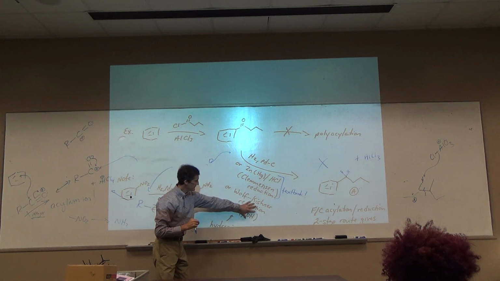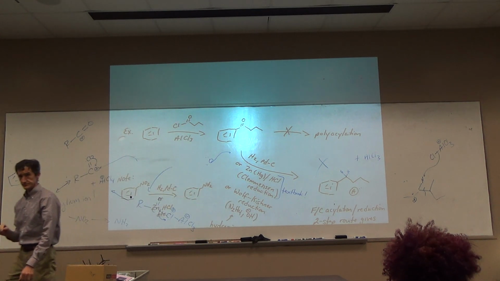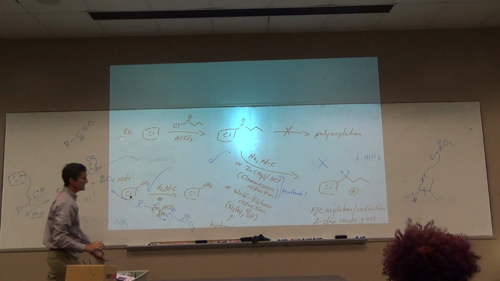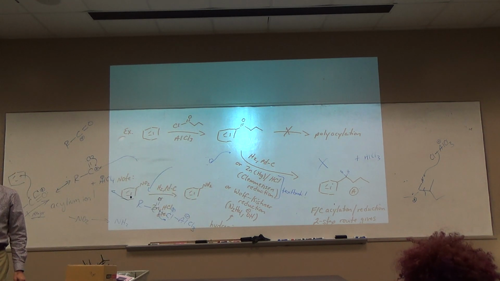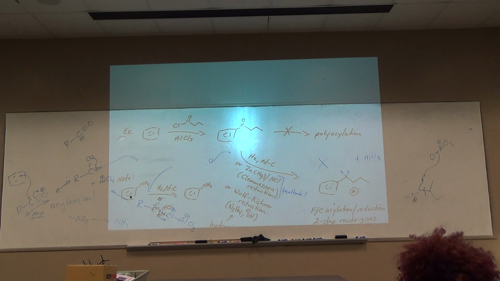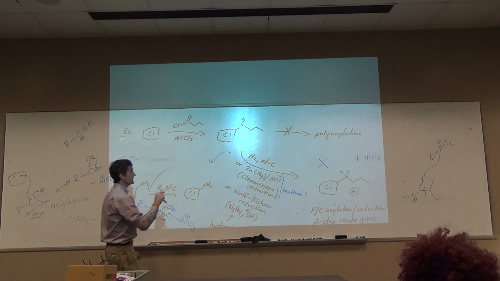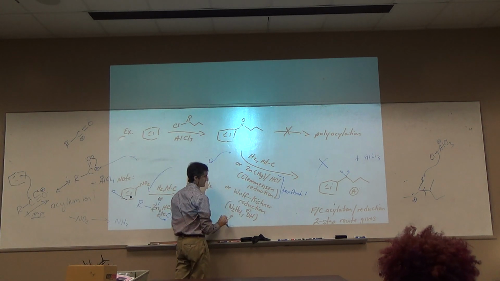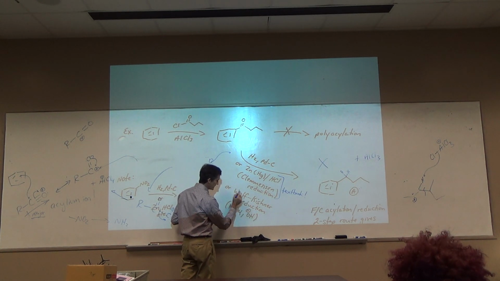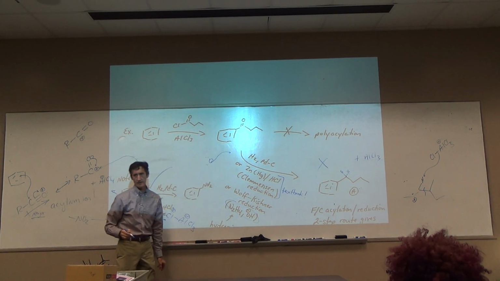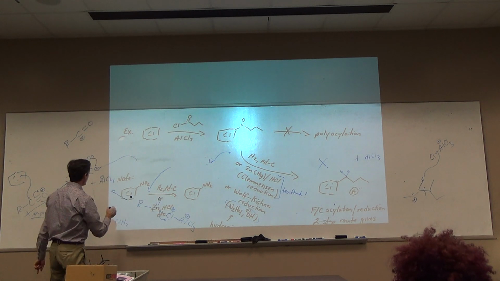A third way to do it is called the Wolff-Kishner reduction. This uses hydrazine and hydroxide. We will look at this mechanism during test 4 material, when we look specifically at aldehyde and ketone chemistry. For now, you just sort of know the reagents. That's hydrazine, N2H4.